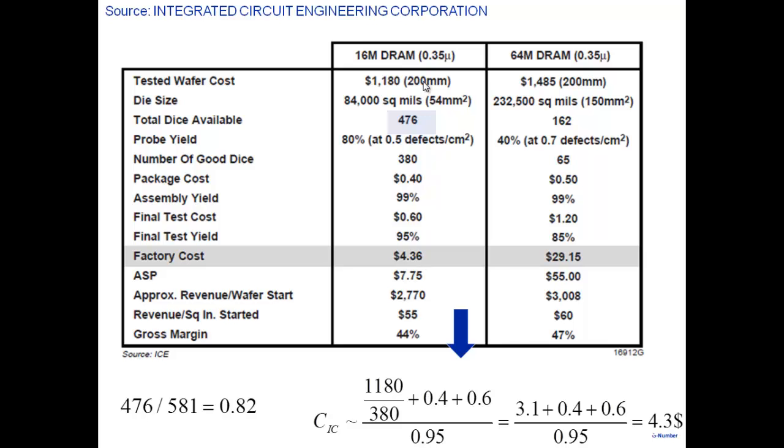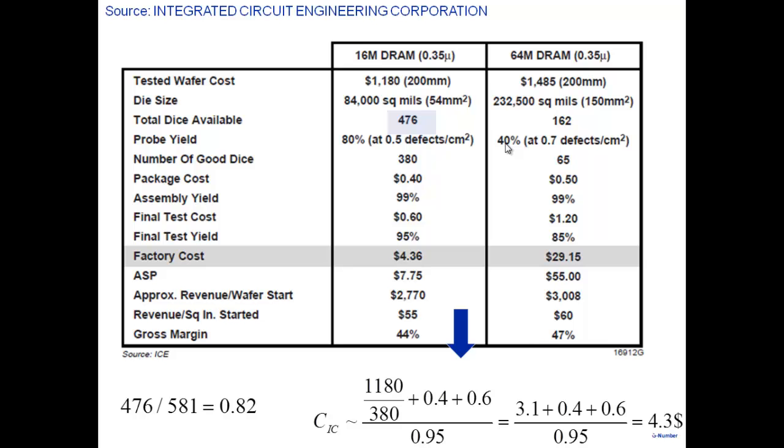Now, let's increase the area from 54 mm square to 150 mm square. So I integrate more transistors, in this case to make a higher capacity DRAM, 64 MB DRAM here. What happens when you go to 150 mm square? Of course, the number of dies decreases, 162, but note something else that happens here. Can you see that? Earlier the yield was 80%, the yield now is only 40%.